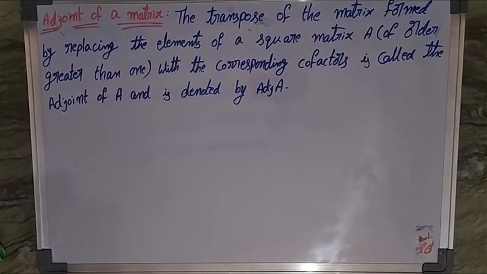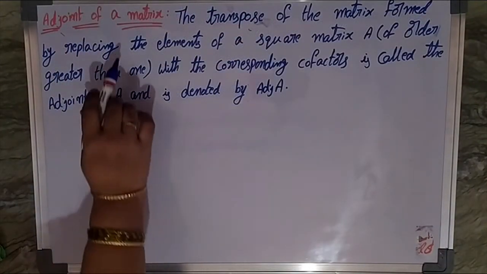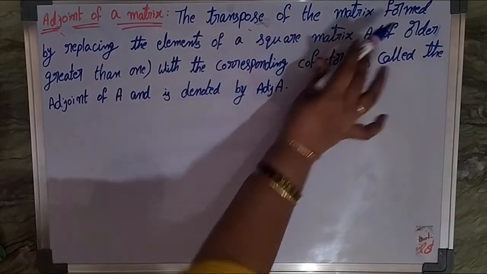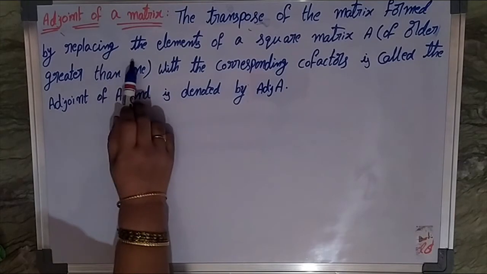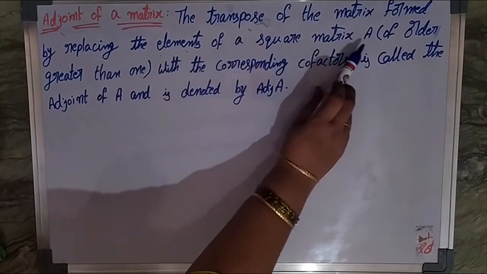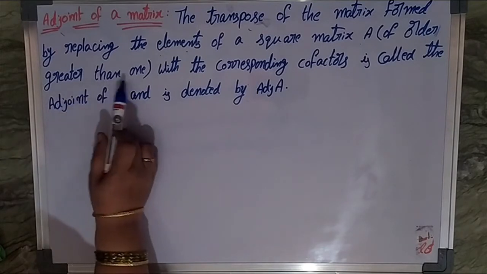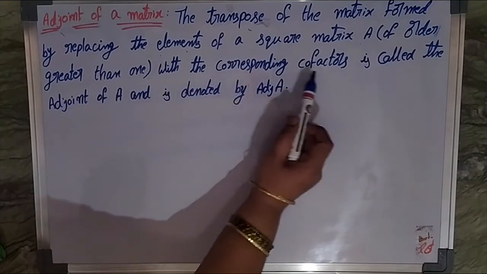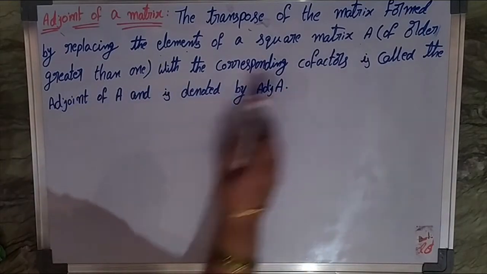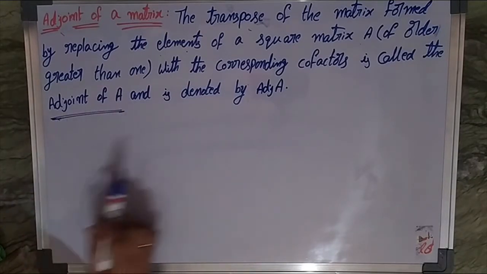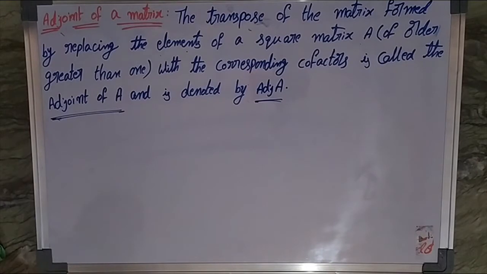The next definition is the adjoint of a matrix. The definition is: the transpose of the matrix formed by replacing the elements of a square matrix A of order greater than 1 with the corresponding cofactors is called the adjoint of A, and is denoted by adj A.